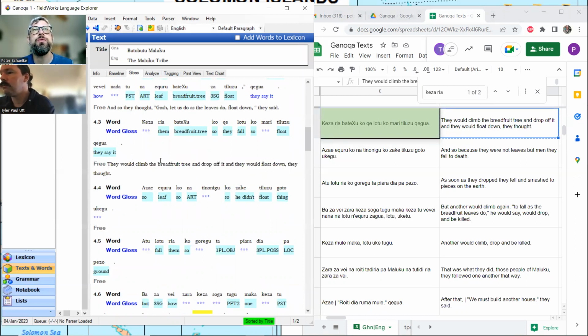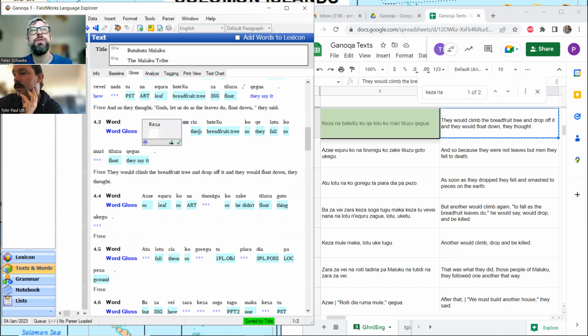They would climb the breadfruit tree and drop off it, and they would float down, they thought. It's what they were intending to do, yeah. Mari, I feel like has to be something with plural there, but Keza must be climb. Oh, interesting. Could be climb them the breadfruit tree. Although maybe it's climb the breadfruit trees. Climb, yeah. They would climb the breadfruit tree and drop off it.